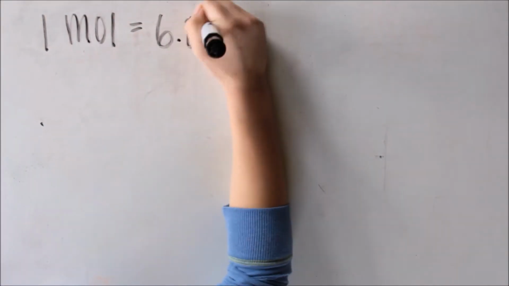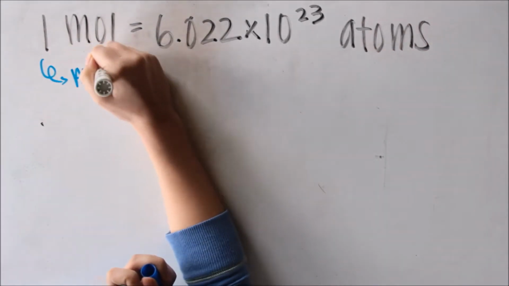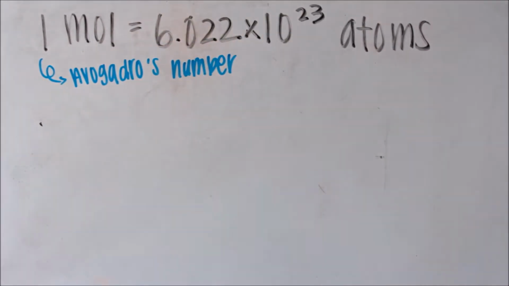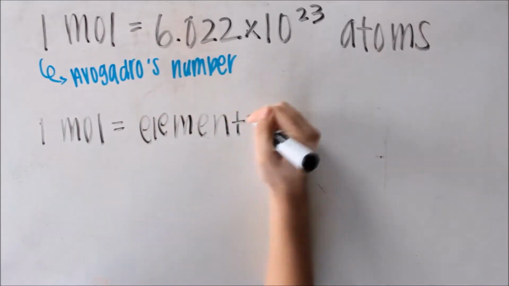1 mole is equal to 6.022 times 10 to the 23rd atoms, which is Avogadro's number. 1 mole is equal to the element's atomic mass.